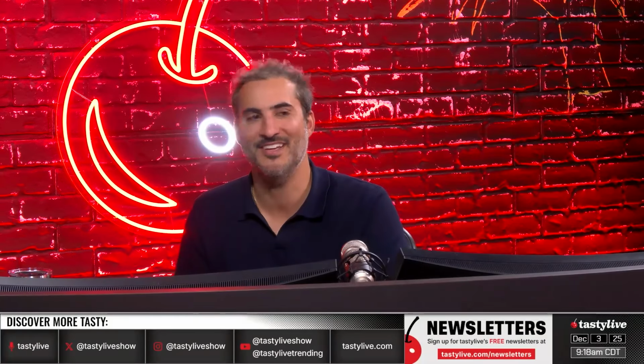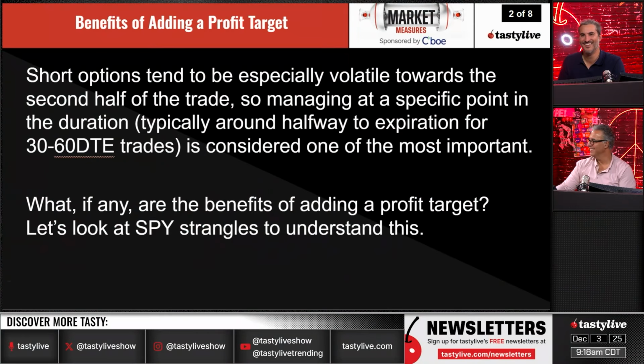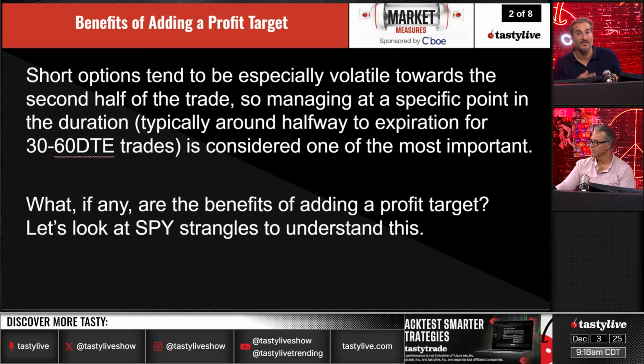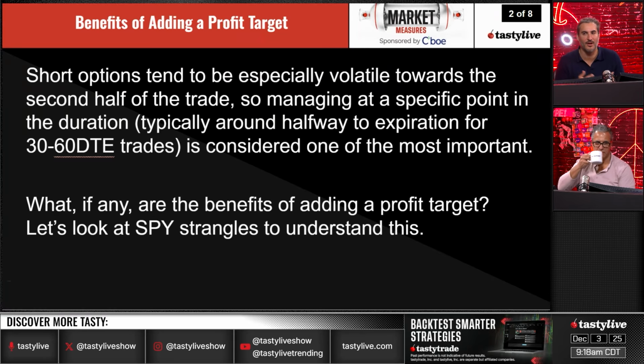Next slide, please. Short options tend to be especially volatile toward the second half of the trade. So managing at a specific point in the duration, typically around that halfway mark, is considered one of the most important things that we do. We always talk about removing some of that P&L volatility. The easiest, most mechanical way to do that is just to roll around that 20 to 30 day time frame. That's just halfway through the duration of the trade.